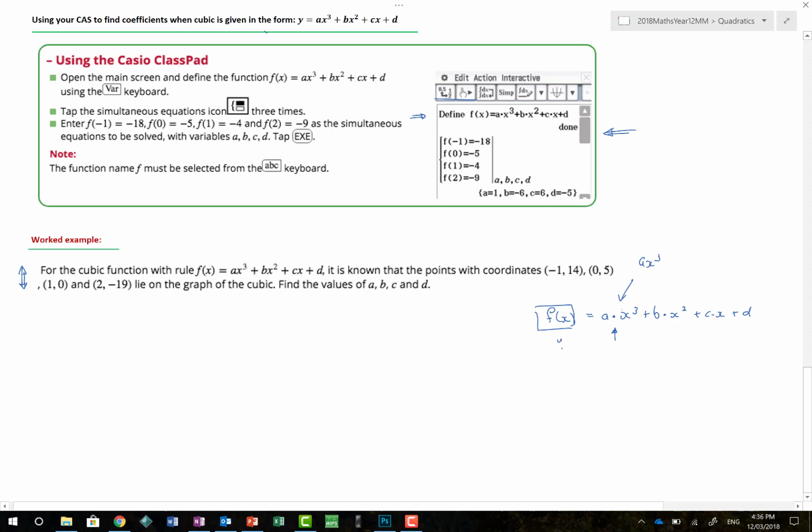Remember, this is the same as y equals. We can interchange y and this f of x. And f of x basically means if I had f of 1, that means put 1 into my equation and out comes the value of y. So when I put 1 into my equation, out comes some value of y.